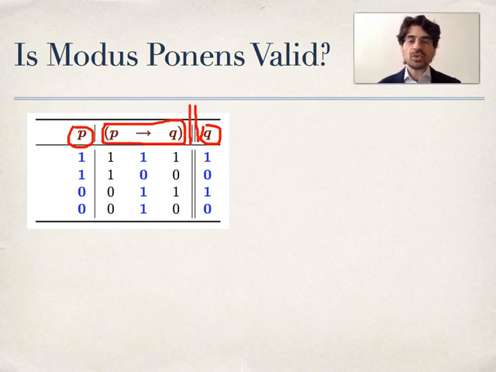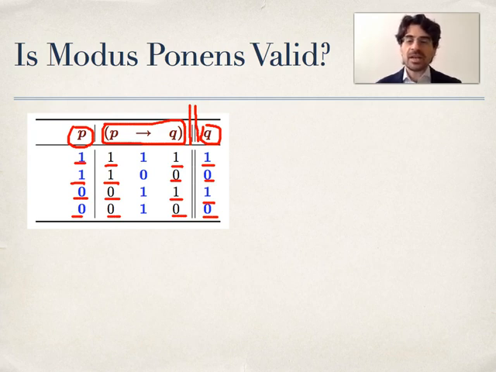Since there are two atomic propositions here, there are a total of 4 possible valuations. So we can assign 1 to both P and Q, and here you see that P is repeated again. We can assign 1 to P but 0 to Q. Another possibility is that we assign 0 to P but 1 to Q, or we can assign 0 to both P and Q.